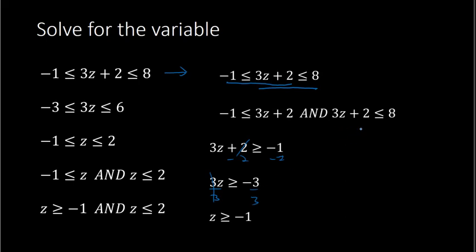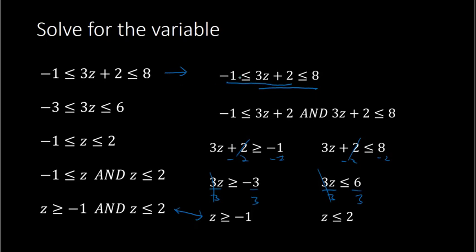Now I need to do the same thing with the second inequality. I solve for z by subtracting 2. So 3z is less than or equal to 6. And then divide both sides by 3 again. And now we have z is less than or equal to 2. So notice either way we get the same answer. The first way is probably quicker, whereas the second way might make more sense to you. But whichever way you prefer is totally fine as long as you get the correct answer.